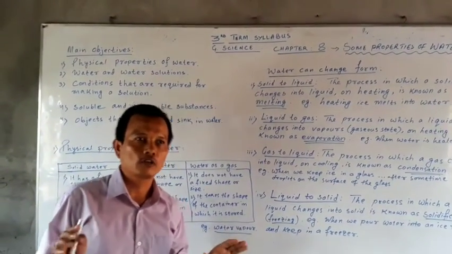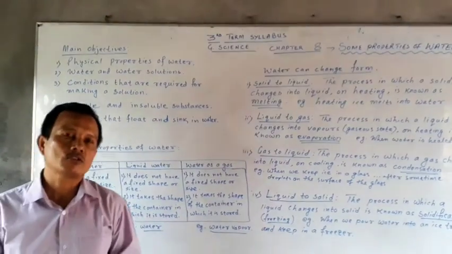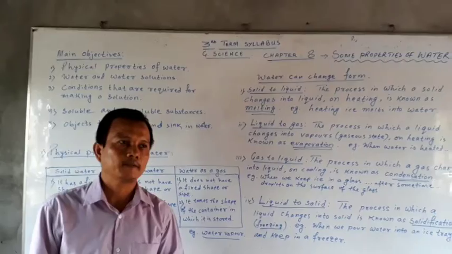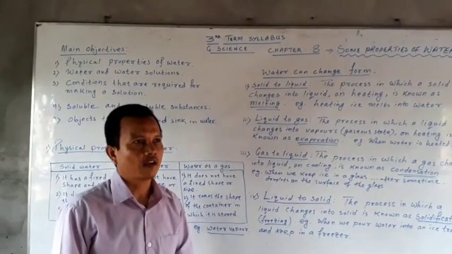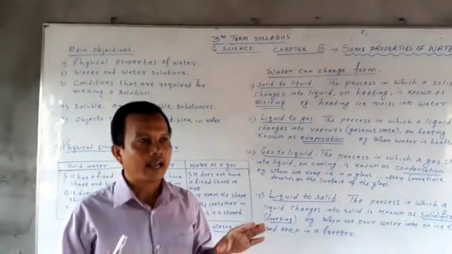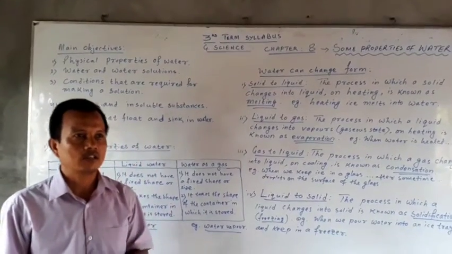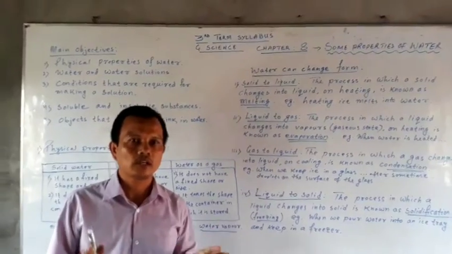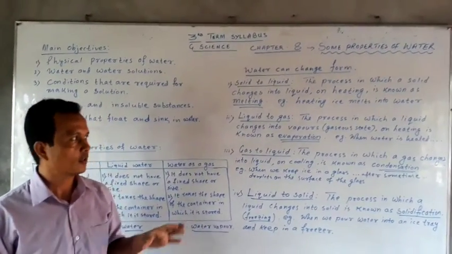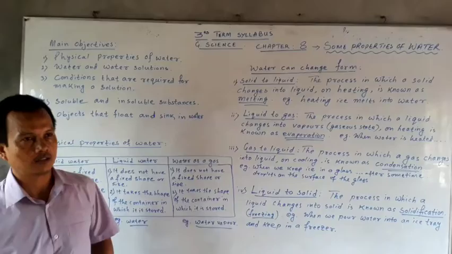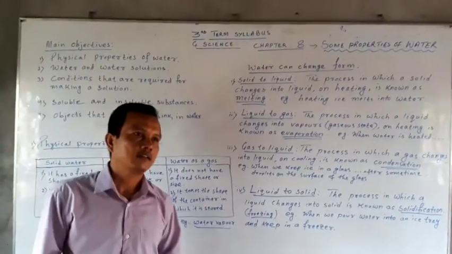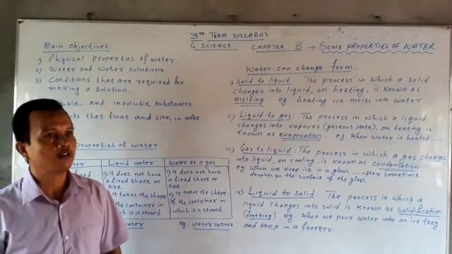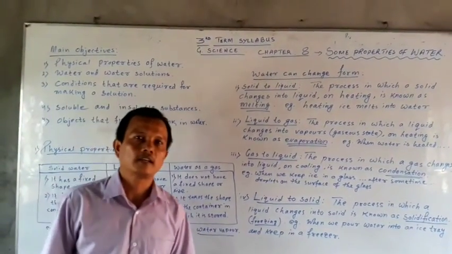Water, if we look in and around, or if we look at the globe, we can see that water is present almost everywhere on earth. At least 2/3 of the land mass is covered with water. Or, on the other hand, we can say that 71% of the earth is covered with water.